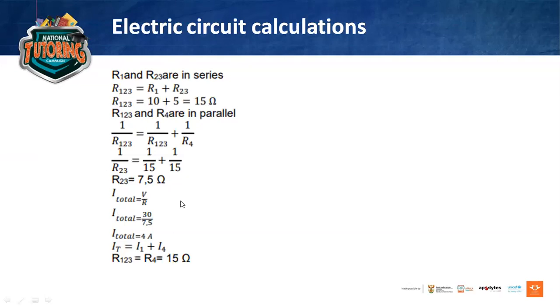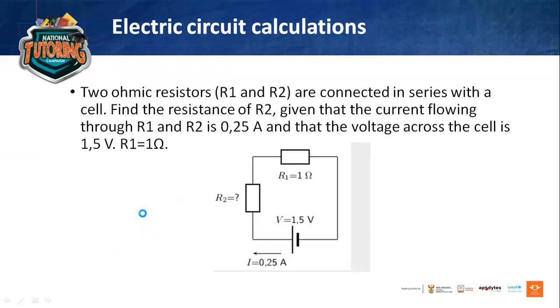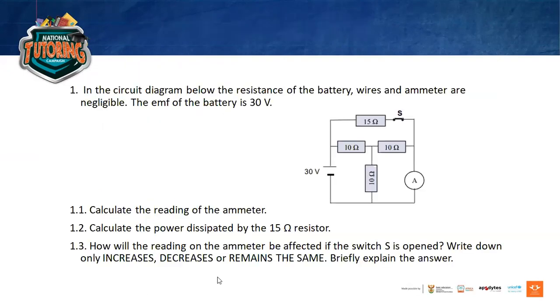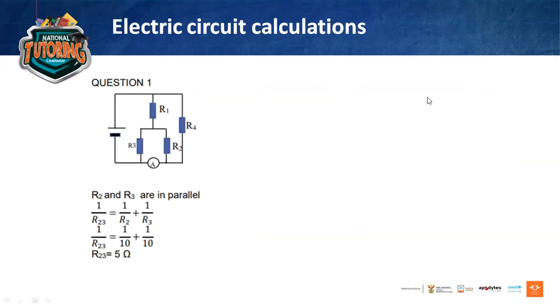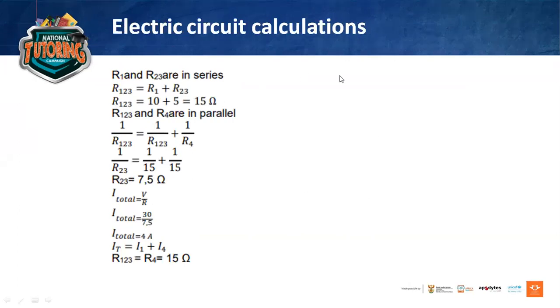So now we're looking for the current, the total current like they asked, and that's going to be V over R. And we already found our R is 7.5, and we know that our voltage is 30 volts. Okay, so now we can find our current, and that's going to be 4 amperes. Okay, don't forget the units, guys. Without the units, your answer is totally wrong.